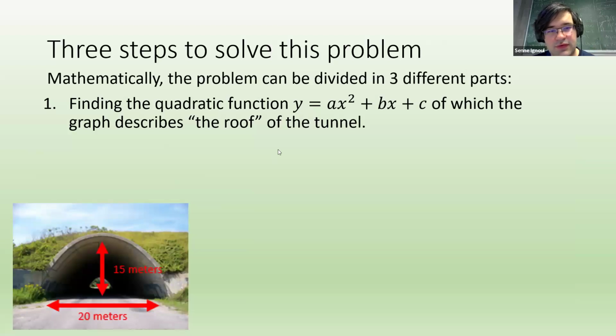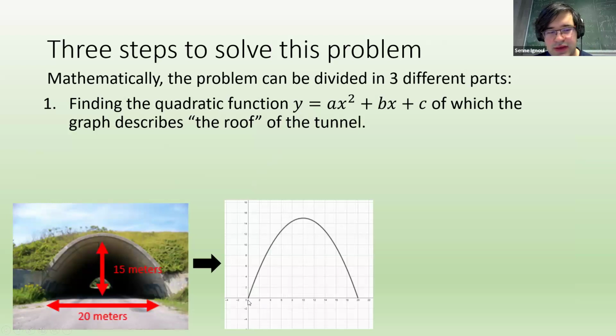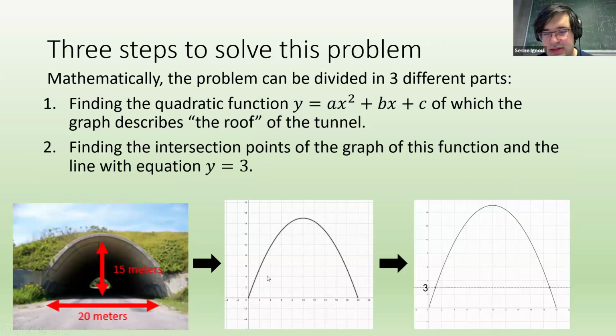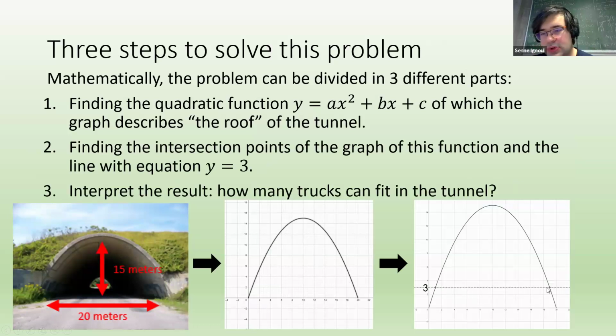After we have found such a graph, so we go from a real-life example to a graph, then indeed, like Keith said, we have to look at the distance at height 3, because the trucks are 3 meters high. So we have to look at the distance at height 3, and then interpret that result. So divide the length of this by the length of one truck and then round down. So that is what we are going to do.